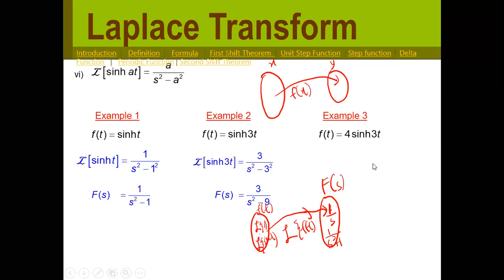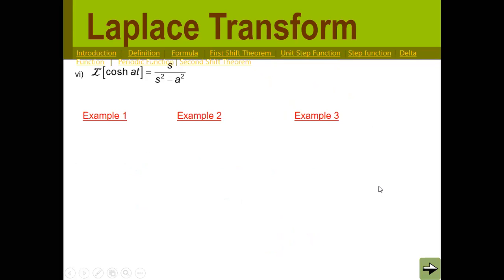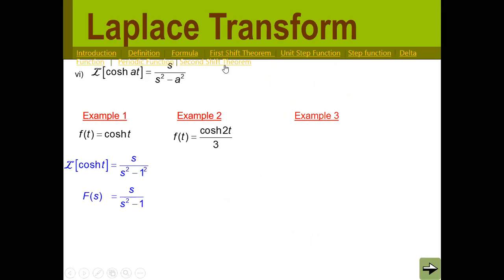Okay, next, f(t) is 4 sinh 3t. So 4 is a constant, so you can put outside. So for sinh 3t, we just use the answer here to get 12 over s square minus 9. Okay. Laplace of cosh(at) is s over s square minus a square. So s over s square minus 1 square, because a is 1.